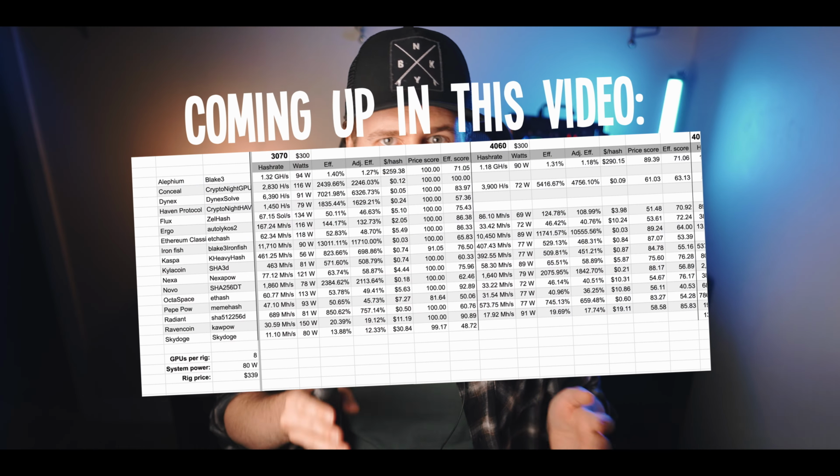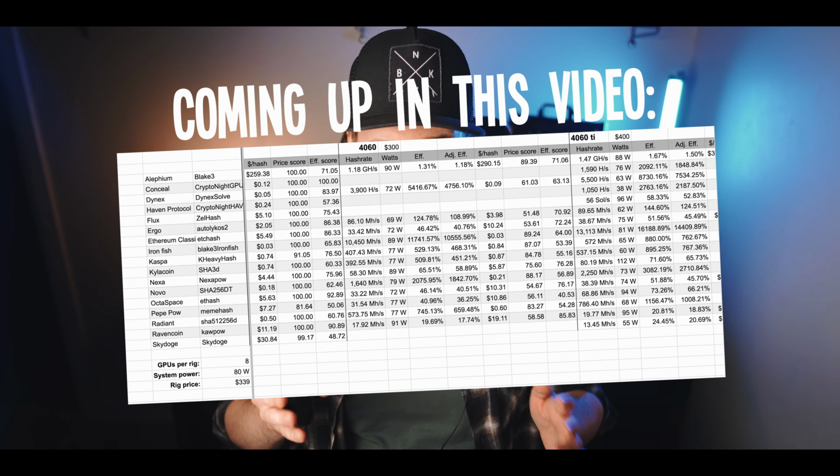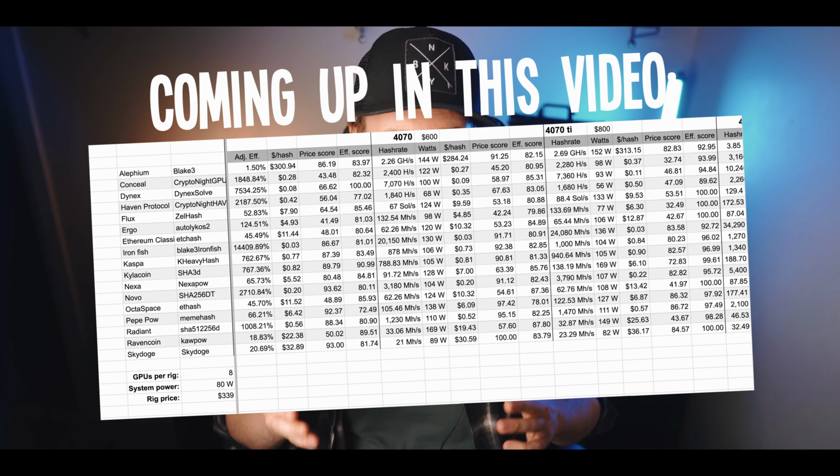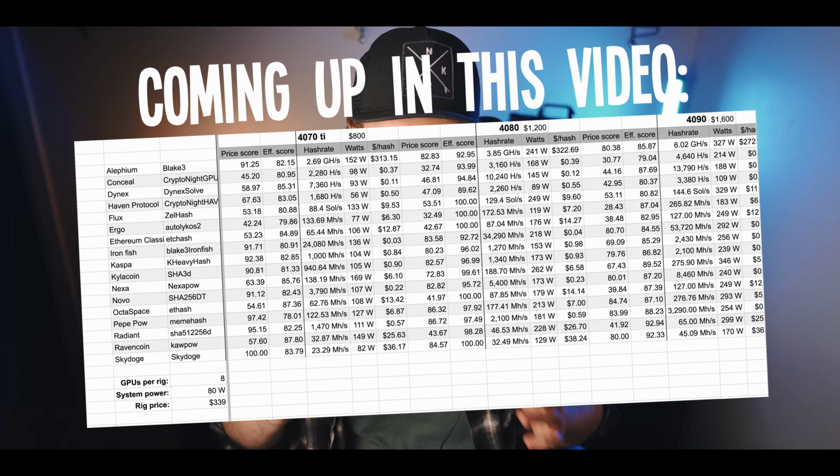And of course, we're gonna compare it to all the other RTX 4000 series GPUs, as well as the RTX 3070, which is usually considered the best mining GPU of Nvidia's previous generation.